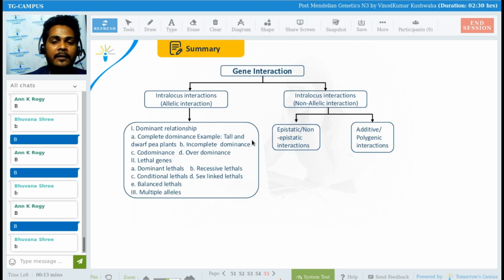So what we studied in gene interactions is intralocus, or allelic gene, and non-allelic gene, or we can say intragenic or intergenic interaction. This is intergenic interaction. It is written wrongly; actually it should be intergenic, and this is intragenic. That is a slight mistake, so you just have to correct it. Okay, so this is what we studied.